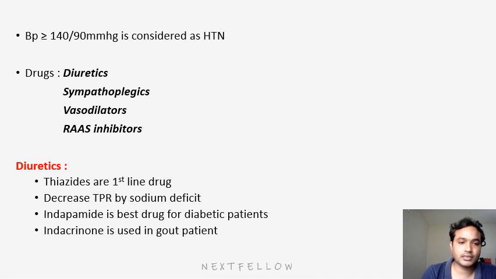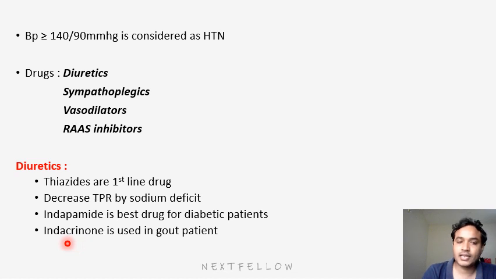First, diuretics. The first drug of choice will be thiazide diuretics. These drugs will decrease peripheral resistance. How do they decrease peripheral resistance? By decreasing the sodium level. So what are the diuretics of choice? The best drug in a diabetic patient is indapamide. In a gout patient we will use ethacrynic acid.